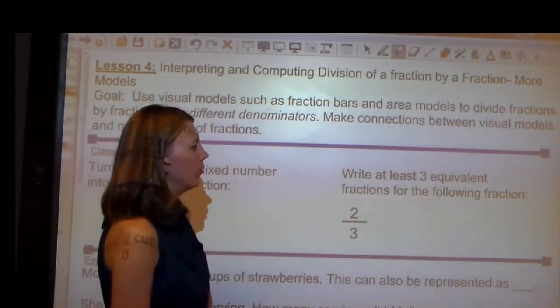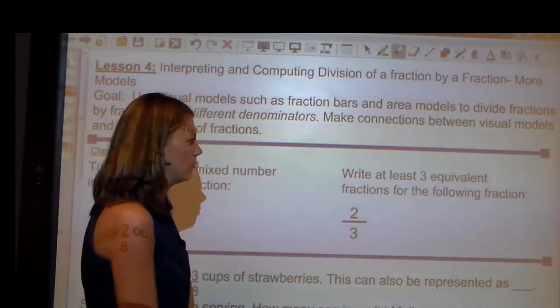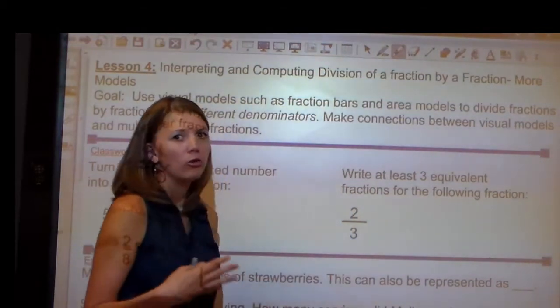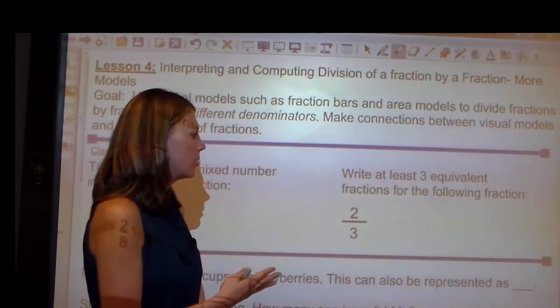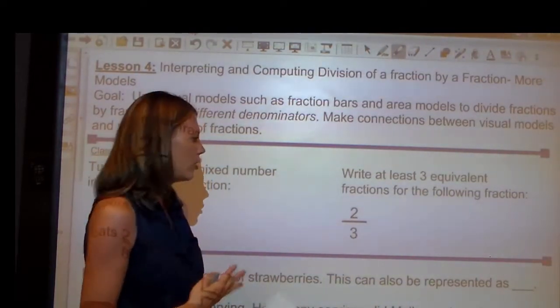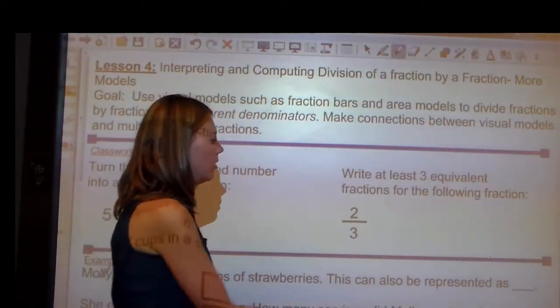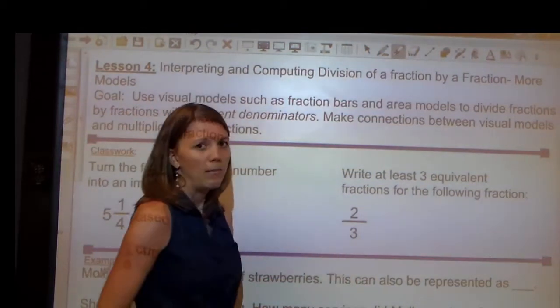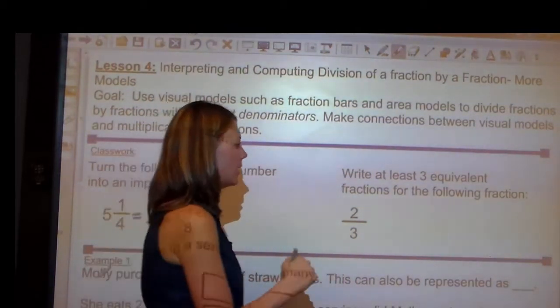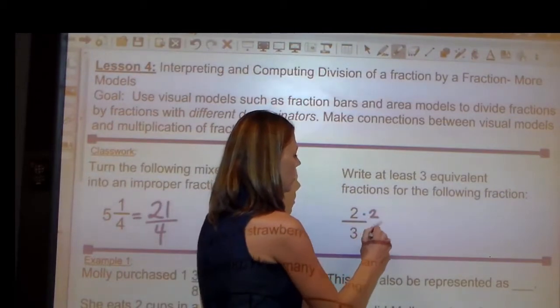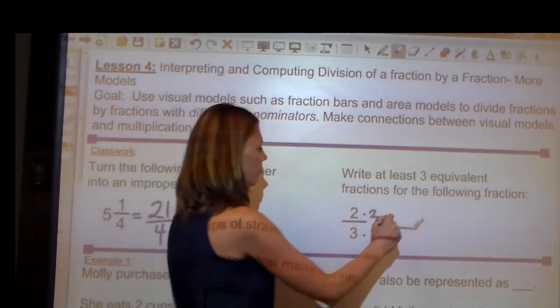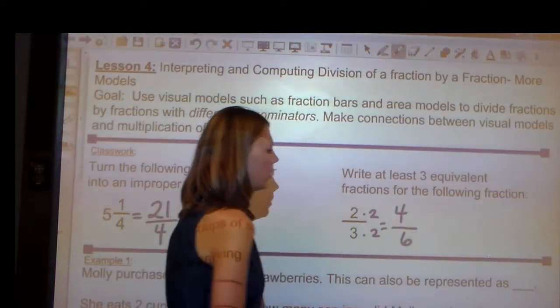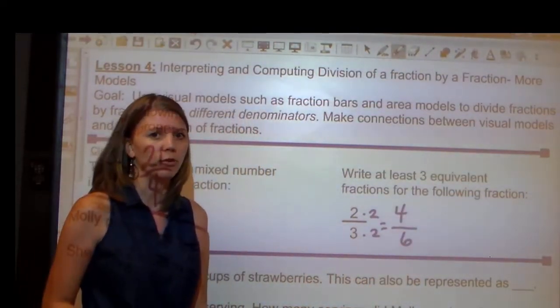Write at least 3 equivalent fractions for the following fraction. Here we have 2/3. You could pause and write a few equivalent fractions, and maybe they're going to be the ones that I'll put up. If you want, you can just follow along as well. So for 2/3, I can multiply by the same number and get an equivalent fraction. If I multiply both the numerator and denominator by 2, I would get 4/6, and that would be an equivalent fraction.